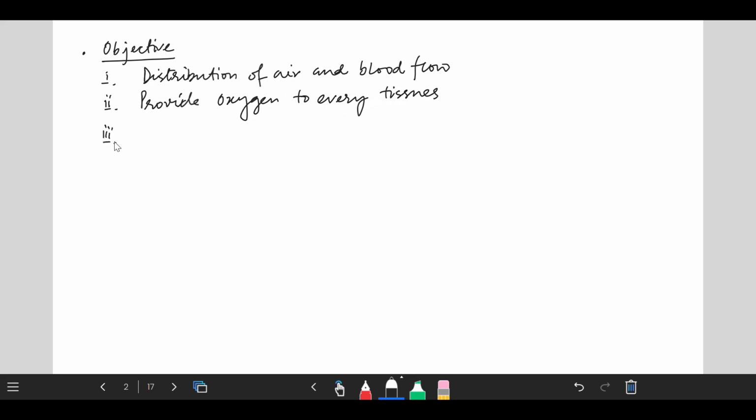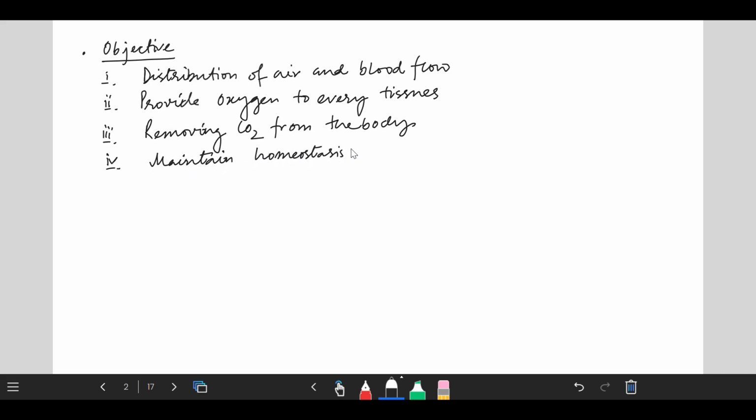And the third one is removing carbon dioxide, which is harmful for our body, from the body. And the fourth objective is to maintain the CO2 and O2 level, also known as homeostasis level. So, these are the objectives.